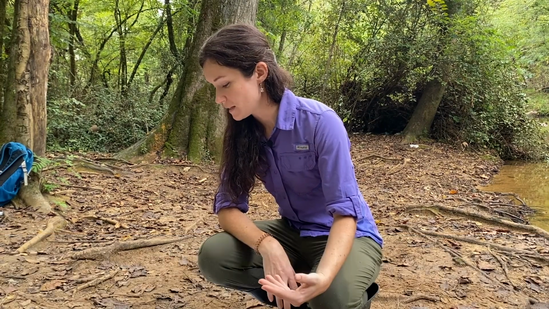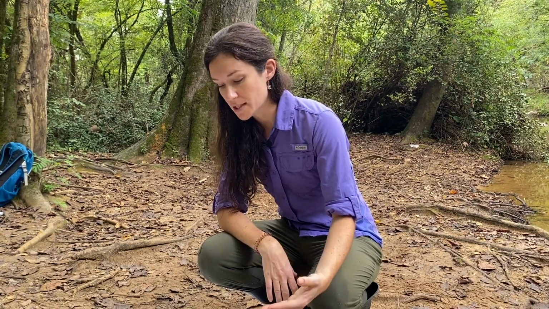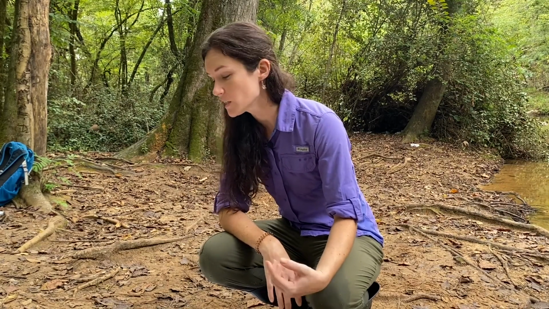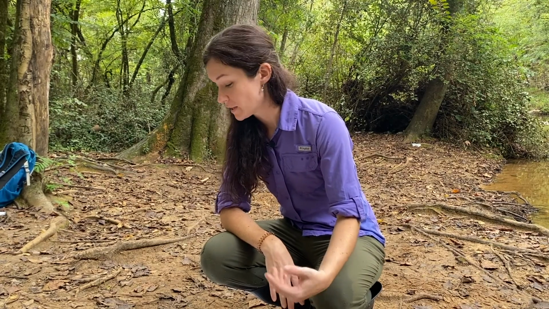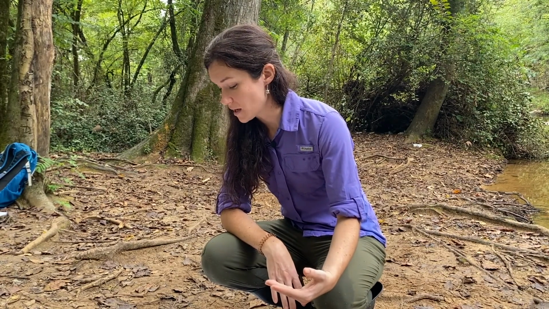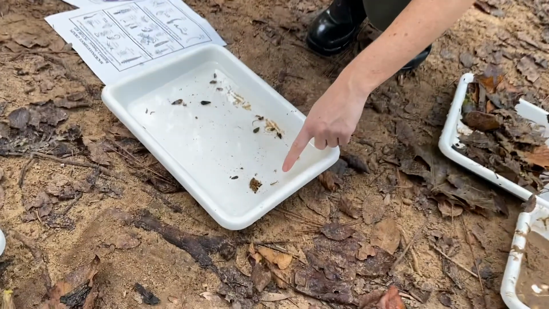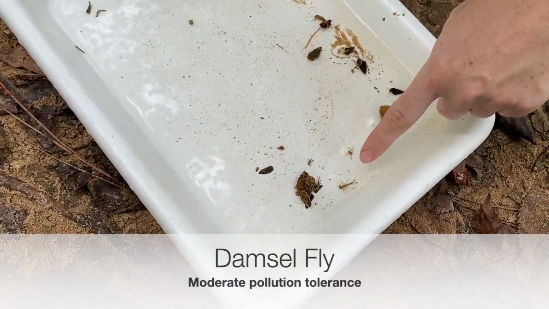So some are more tolerant of pollution than others are. If you find species that are very tolerant to pollution and that's kind of all you're finding, that might mean that your water is kind of polluted. But if you find ones that aren't tolerant of any pollution at all, that's a good sign that your water is pretty healthy.